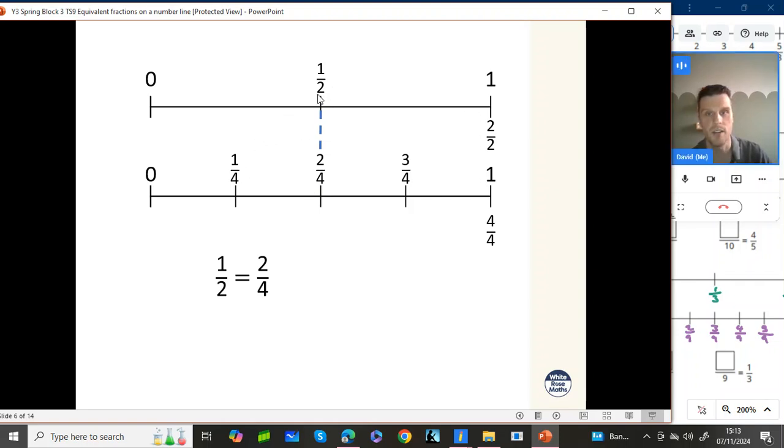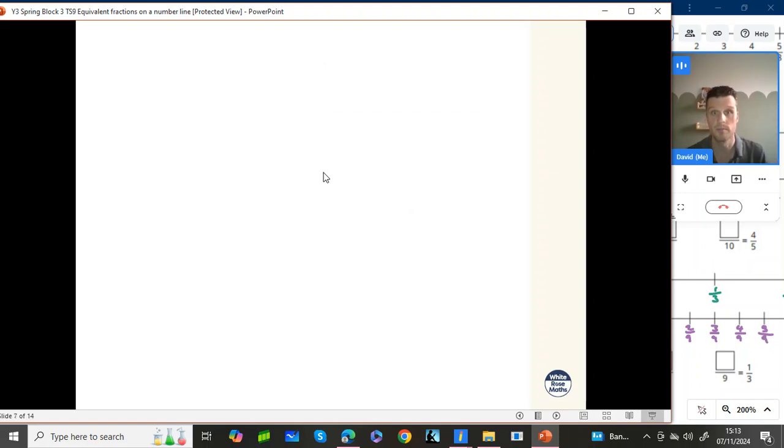As you can see here, the 2/4 is directly underneath a half. So we say they are equal or equivalent. Okay, so equal. This is the Makaton sign for same, which I use for equal because it means the same thing. So 1/2 is equal to 2/4. And 2 halves is the same as 4/4, or equal to. And you can see that's because they're directly underneath each other on the number lines.